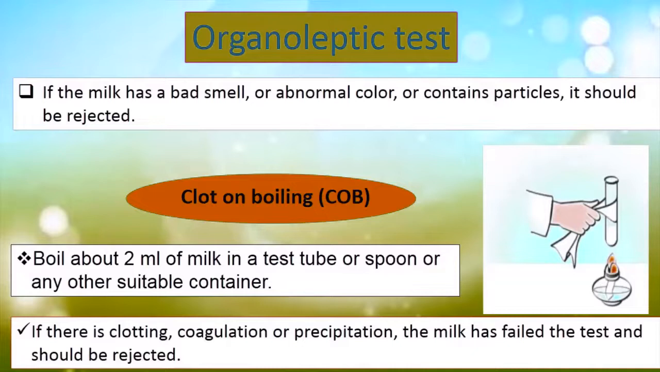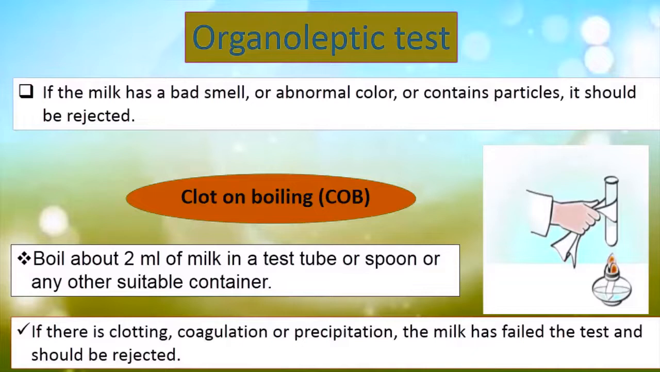How will you perform this technique? First, take 2 ml of milk sample in a test tube and just boil the milk. Automatically, if there is a clotting or coagulation or precipitation, whatever it is, appears, the milk has failed the test. So it should be rejected. So simply just boil the milk, and if the clot appears, automatically the milk is rejected.